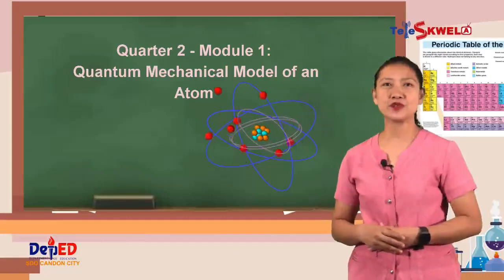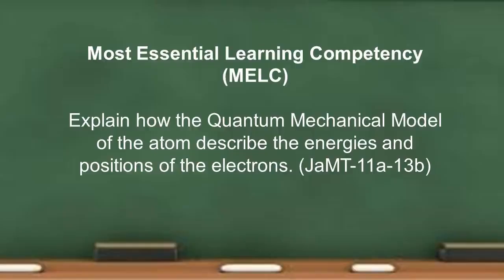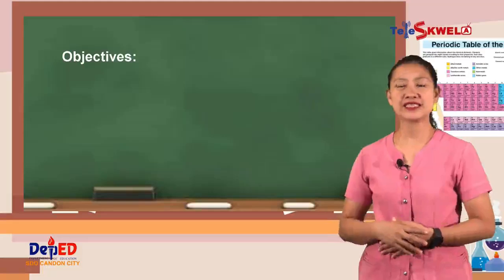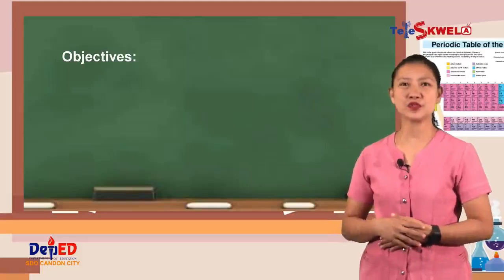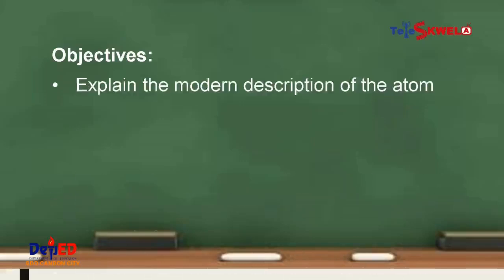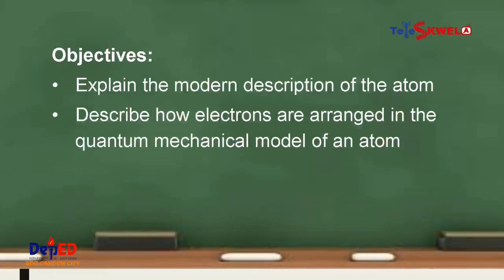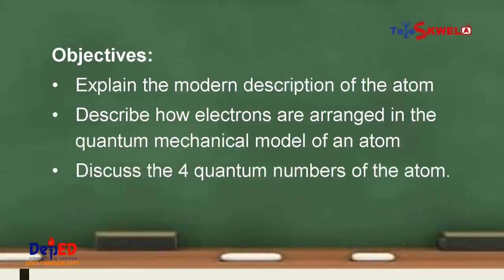This week's episode in Quarter 2 is anchored from our most essential learning competencies, which is to explain how the quantum mechanical model of the atom describes the energies and positions of electrons. In today's episode, you are expected to explain the modern description of the atom, describe how electrons are arranged in the quantum mechanical model of an atom, and discuss the 4 quantum numbers of the atom.